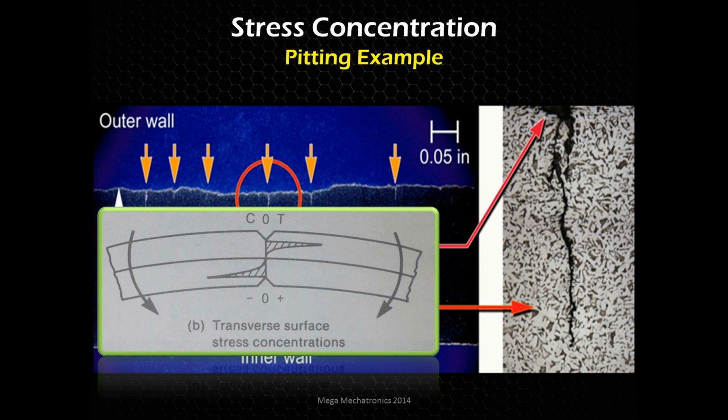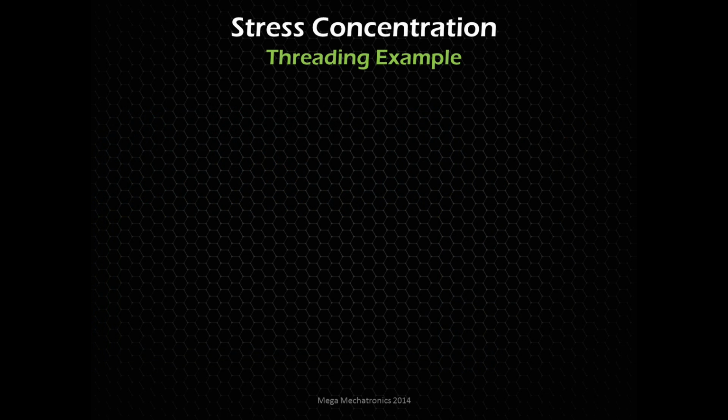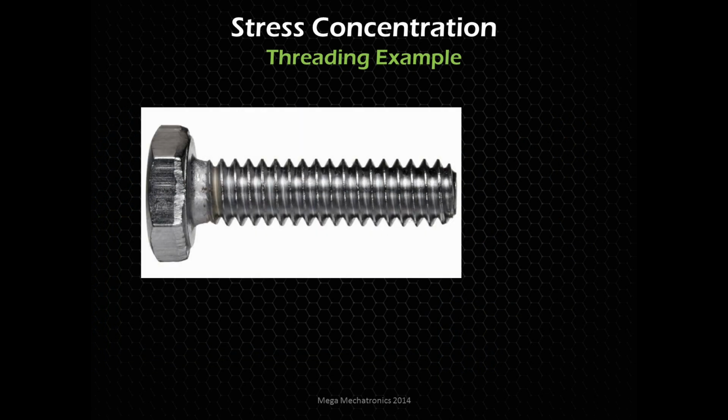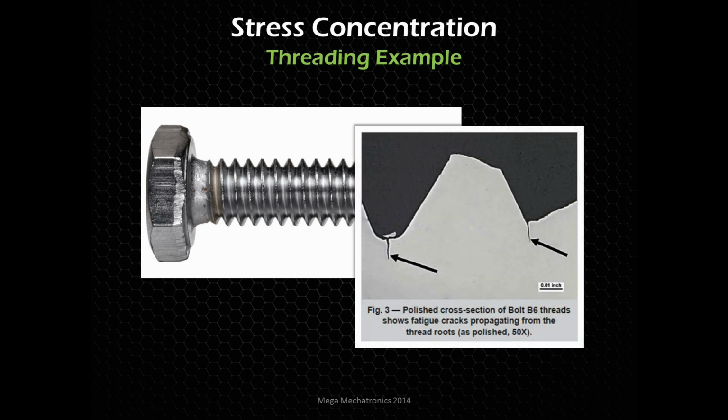Again, going back to this pure bending, you see that notch is synonymous with that pit, so it's creating a stress concentration there of excessive stress. And even threads. You can see threads are filled with stress concentrations, because a bolt's going to fail at the root, or the bottom, of the thread. That's where your failures are likely going to come from.